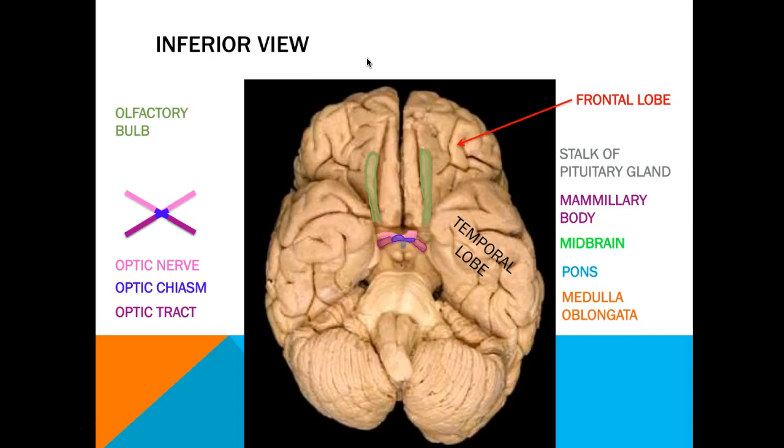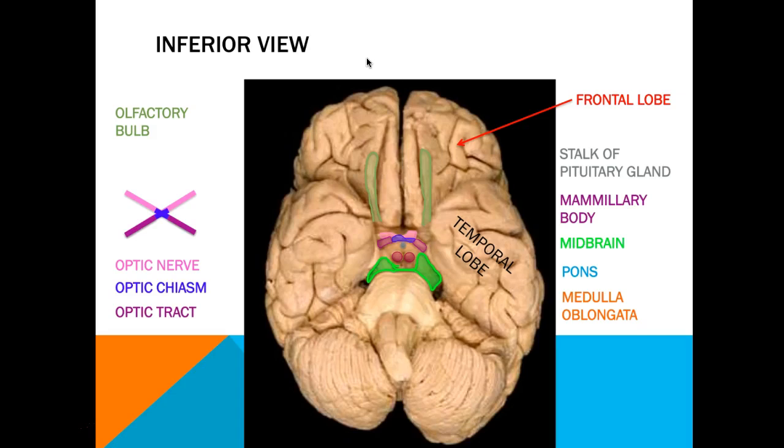Continuing posteriorly, that small gray dot in the center is representing the stalk of the pituitary gland. Typically, when we remove the brain from the cranium, the pituitary gland will stay in the cranial cavity. Posterior to this, we will find the mammillary body. And then we could start to see our brainstem structures.